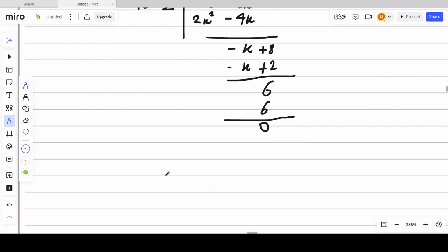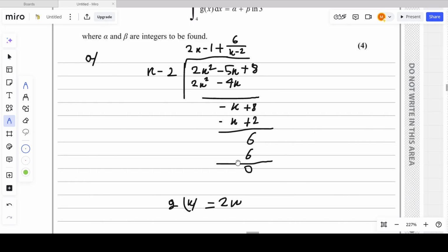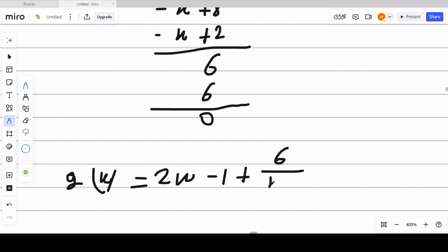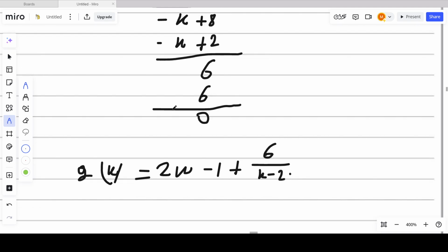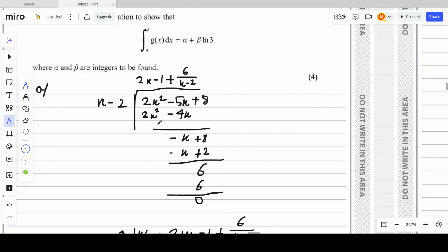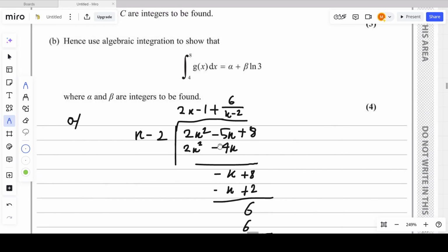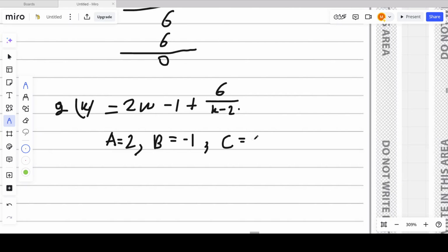g of x can be written as 2x minus 1 plus 6 over x minus 2. That's it. So we got the values for A, B and C. A is 2, B is negative 1, and at last C is 6, exactly 6.